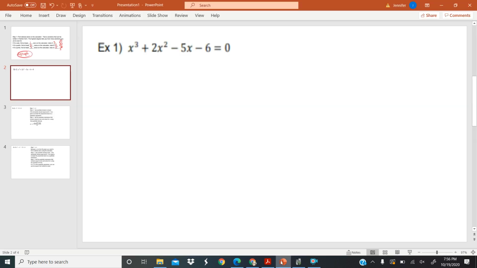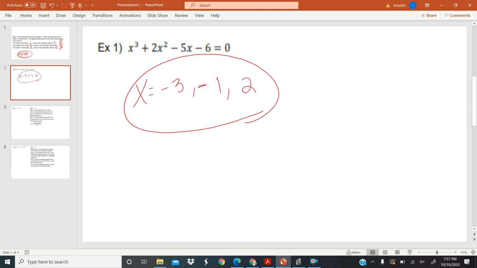On this one, all we have to do is write down our solutions. So it's -3, -1, and 2. And we're done with that one. If you get the graph and you can see all of the solutions that you're looking for, then you just write it down and that's all you have to do.